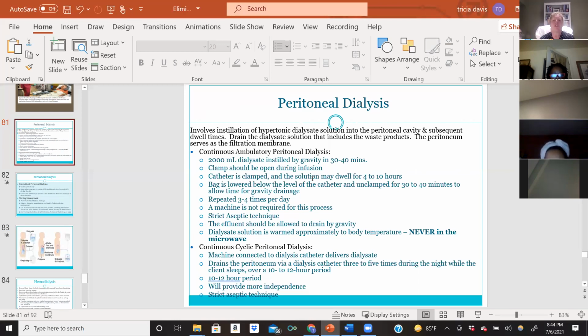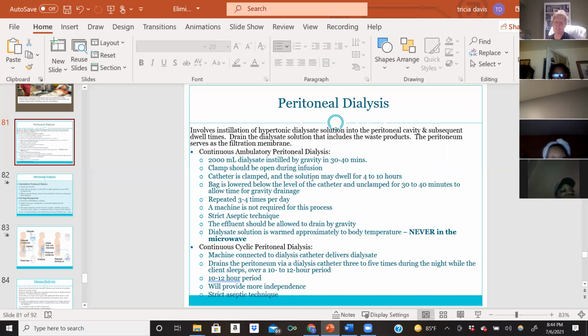The dialysate solution is warmed approximately to body temperature. You never ever want to put it in a microwave. Usually what I do is I leave it out at room temperature. If it has to be warmed up a little bit, you can do it with dry heat. So a warm washcloth, a heating pad, something like that.